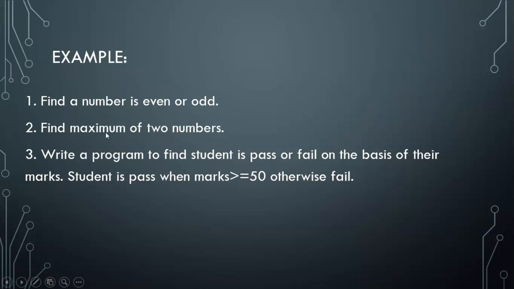Similarly, we will find maximum of two numbers, which number is maximum, and at the end we write a program to find the student is pass or fail on the basis of their marks. A student is pass when marks greater than equal to 50, otherwise fail. Let's open our PyCharm and solve this problem.